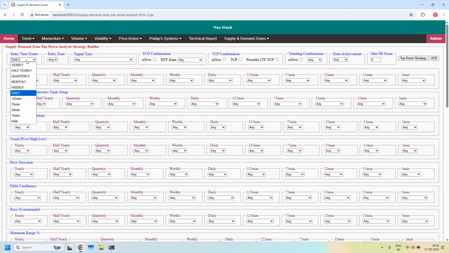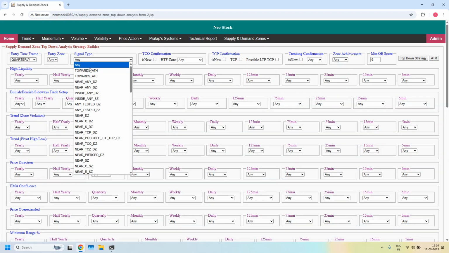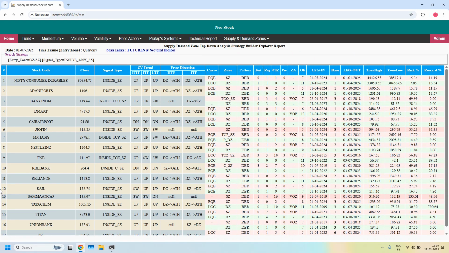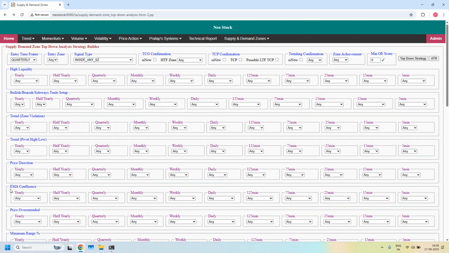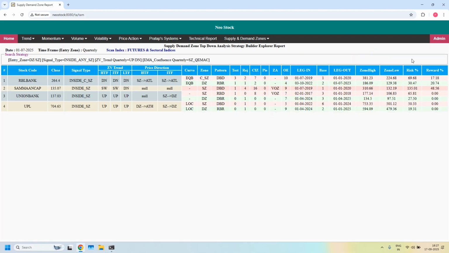Next, price closed inside the quarterly supply zone. First 16 stocks in the list, total 17 stocks we got. Scrolling the list down, so total 17 stocks are filtered. Now let us filter based on the quarterly supply zone having quarterly EMA confluence, and the trend on the quarterly should not be sideways. We got 4 stocks.